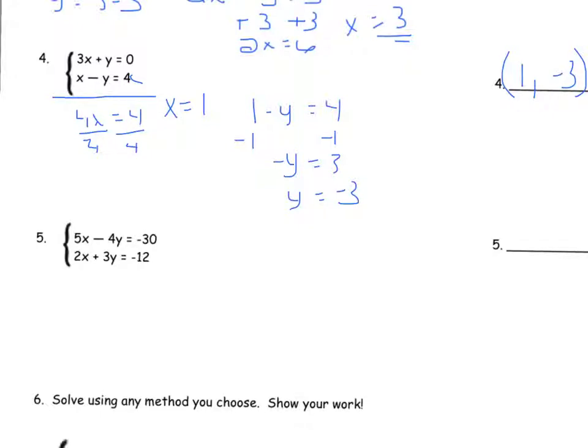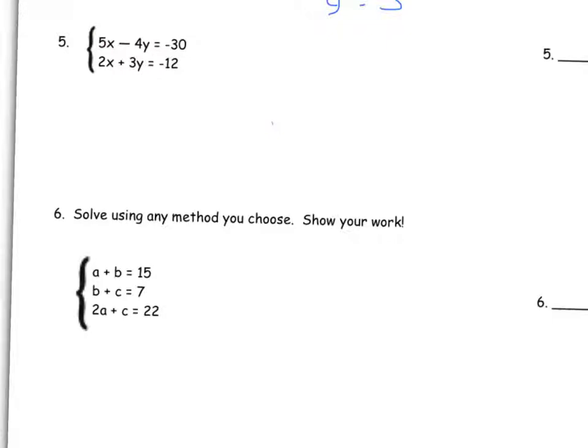For question 5, the first thing I noticed is that all of my variables have numbers other than 1 as coefficients. So I know that solving by substitution is not the way to go. You could get rid of the x's. I personally, when I did this, I got rid of the y's because they had opposite signs. So I multiplied this first equation by a 3 and the second equation by a 4, because the first number that both 3 and 4 go into is 12.